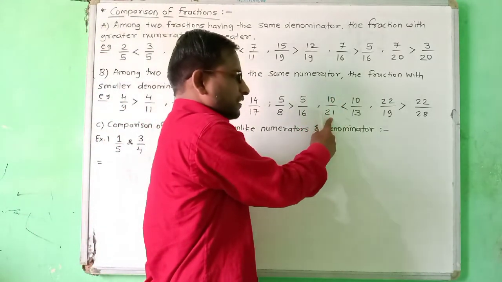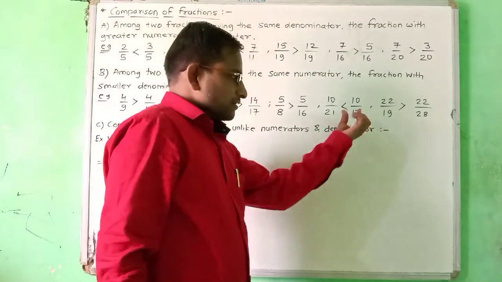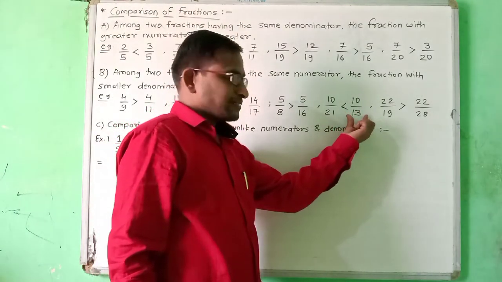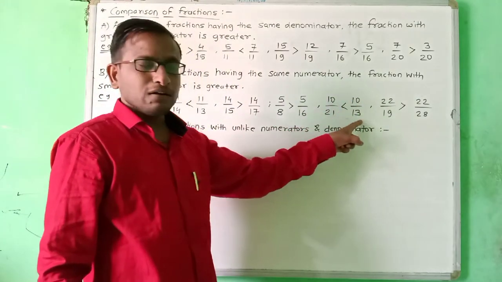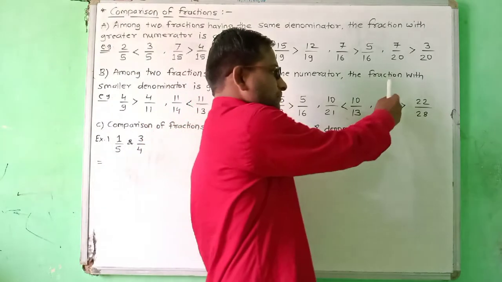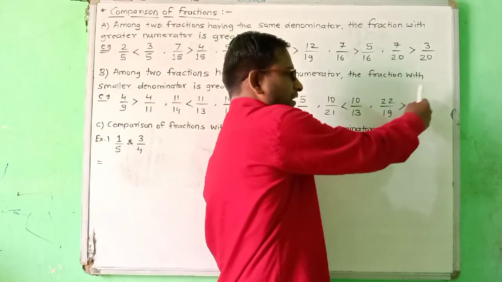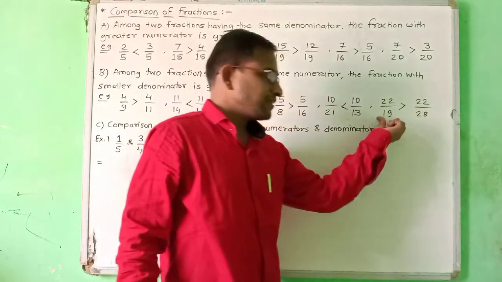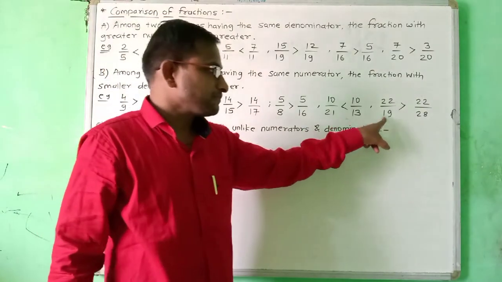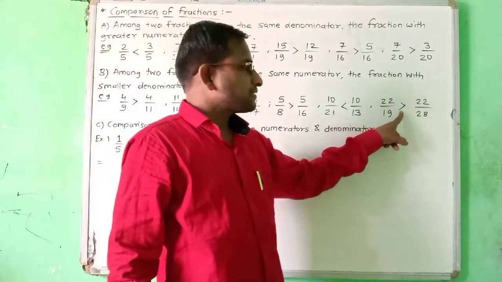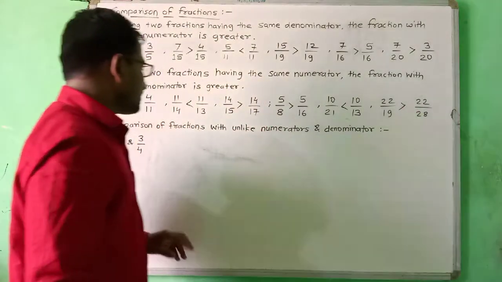Next, 10 upon 21 and 10 upon 13. 13 is the smaller denominator, so 10 upon 13 is the greater fraction. So 10 upon 21 is less than 10 upon 13. Next example, 22 upon 19 and 22 upon 28. 19 is the smaller denominator, so 22 upon 19 is the greater fraction. So 22 upon 19 is greater than 22 upon 28. So these are the two cases.